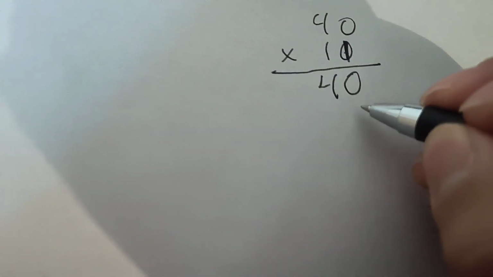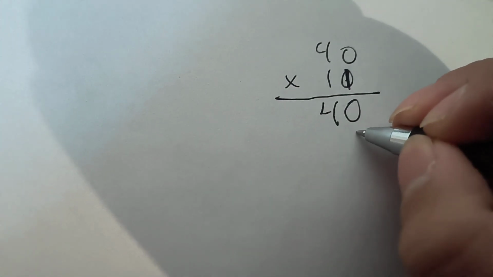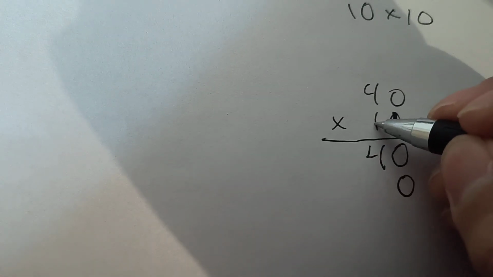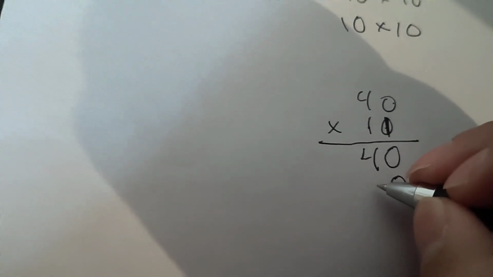Now we have to multiply this 1 against this 0 and 4, but we go down a level, and whenever we go down, we add a 0. Then we multiply 1 times 0, and we put the 0 right here. Then we multiply 1 times 4, and we put that 4 right here.